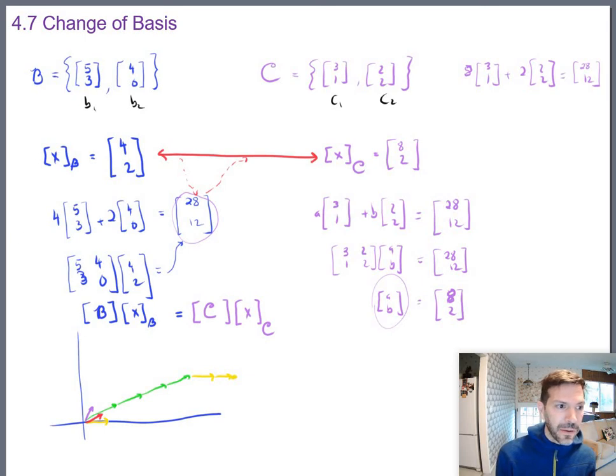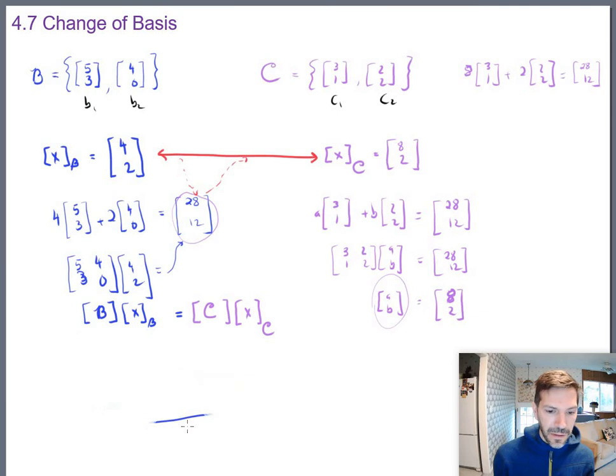So let me just point out here that we have enough matrix algebra that we can solve this equation right here. What we're knowing, or what we started with, was the xb coordinates. We wanted to find the xc coordinates. So this is what we're trying to solve for. We can just multiply both sides by C inverse. This is one way to go about it.